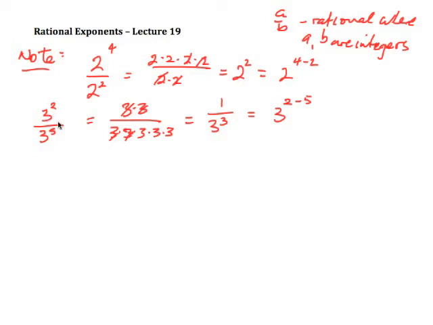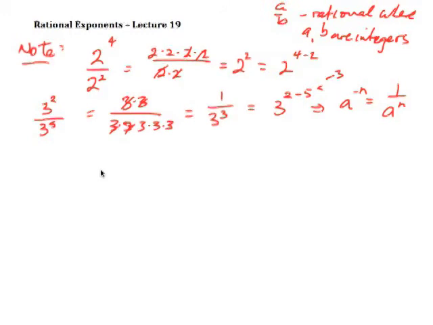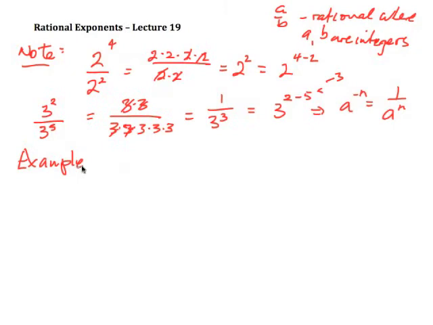Okay. Right, so notice here then that this is implying that if I take any general number a, and notice that this was negative 3 here, if I take it to the negative n, this is simply 1 over a to the n, where n is some kind of integer. All right, so consequently, this leads us to a few examples of using this particular rule.